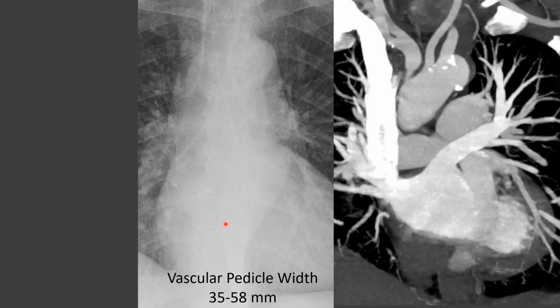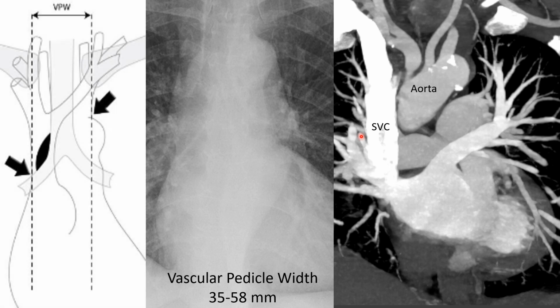So here's a corresponding CT. This is a coronal CT, and some relevant anatomy: this is your SVC, and this is your aorta. Now to measure vascular pedicle width, here's a schematic to show you how to do it. What we do first is establish the right boundary and the left boundary. The right boundary is formed where the SVC crosses the bronchus intermedius. So here's your SVC, and this is where it crosses the bronchus intermedius, this area. You basically just draw a line straight through that. Okay, so this is the right boundary.